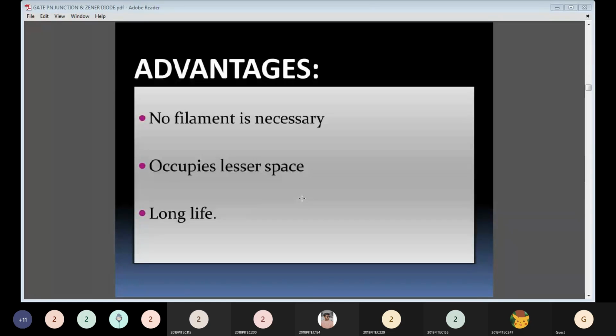Next, move on to the advantages and disadvantages of this PN junction diode. First, we'll see the advantages. There is no filament required to form this PN junction diode. It occupies much less space and it can withstand a long lifetime.